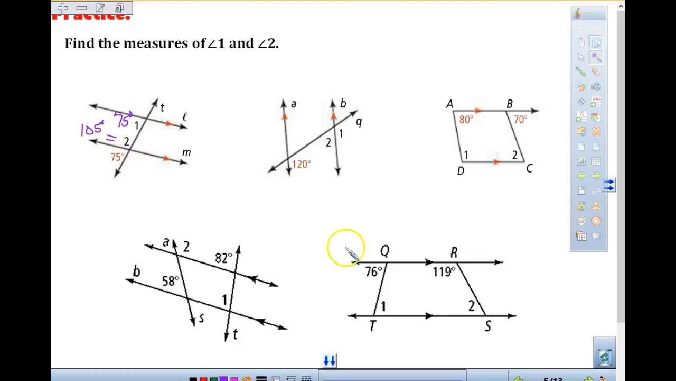Does that make sense how you're going to find these? I want you to try it for the next one. You should be able to do this one. This one starts to give some people problems. My hint is alternate interior angles and same side interior. Work with your shoulder partner, see if you can figure them out. You can work with the people in front of you.